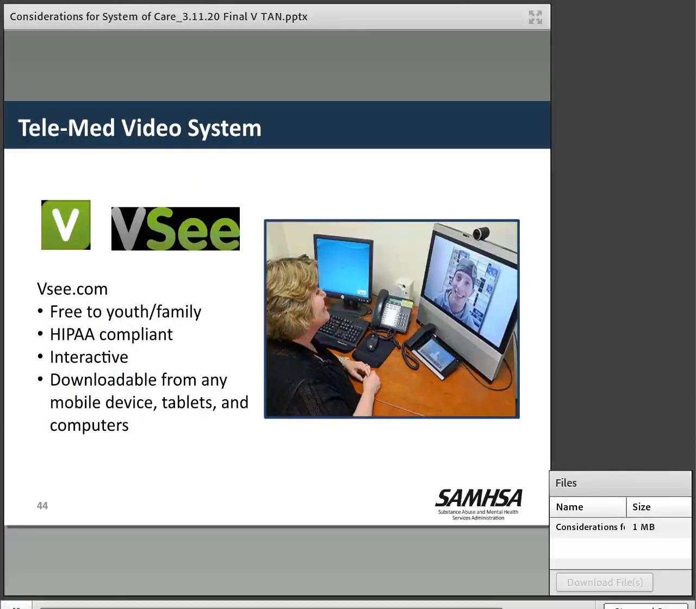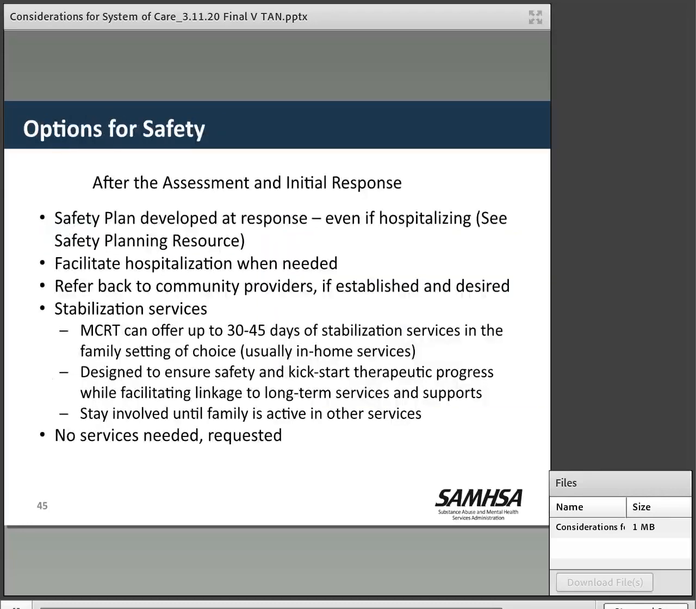Rural always likes for me to give you a visual of what that looks like, both on the clinical side and on the family side. It is HIPAA compliant as well.